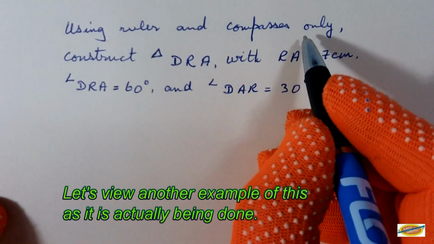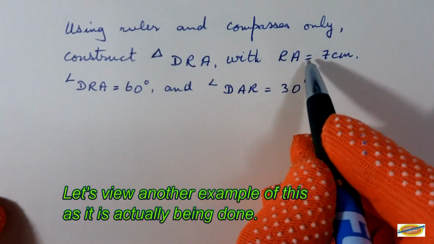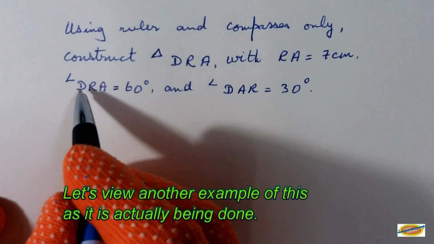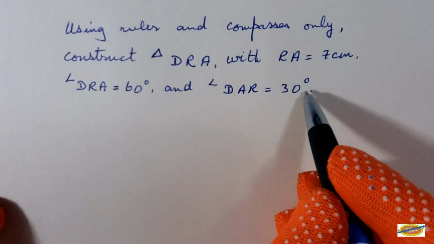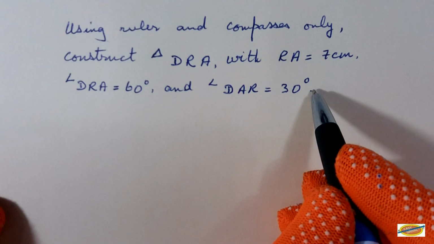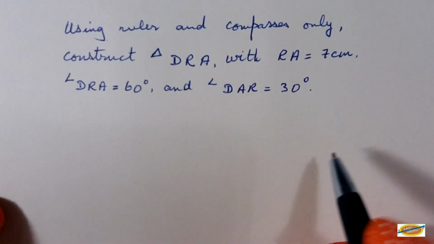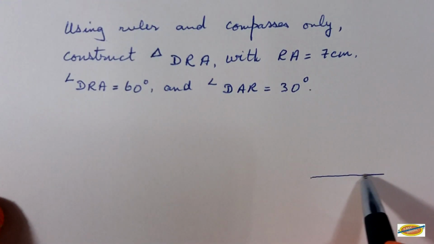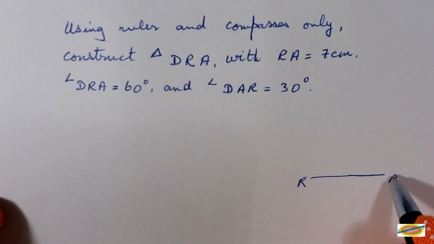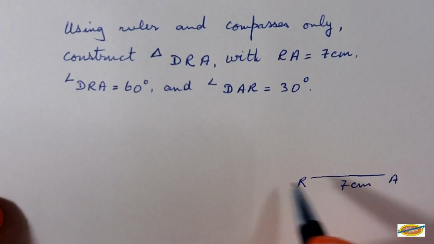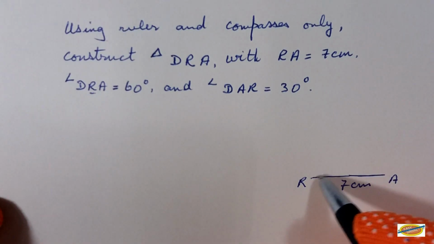Using ruler and compasses only, construct triangle DRA with RA equals 7 centimeters, angle DRA equals 60 degrees, and angle DAR equals 30 degrees. Best practice, let's make a sketch. Since we only have one side, that one side will be our base. We will call this side R and that end A.